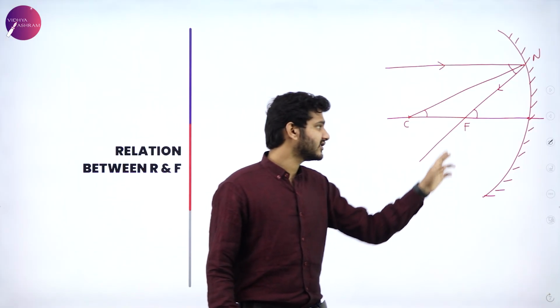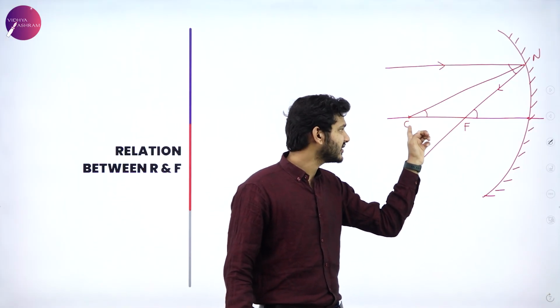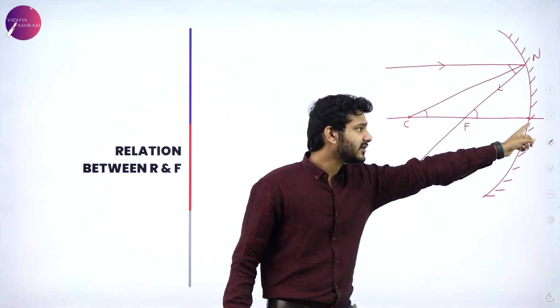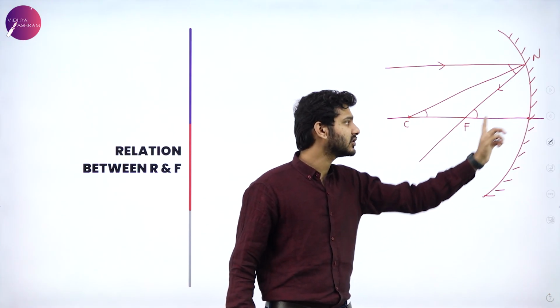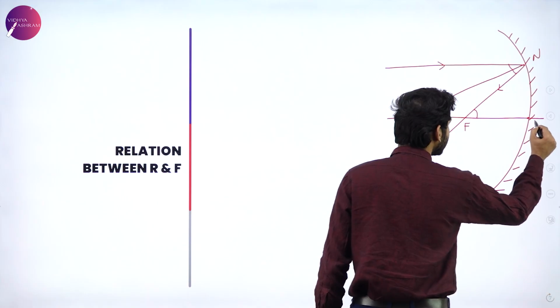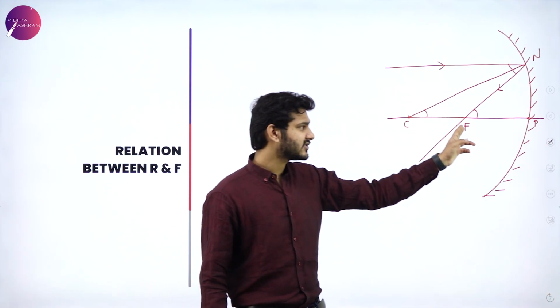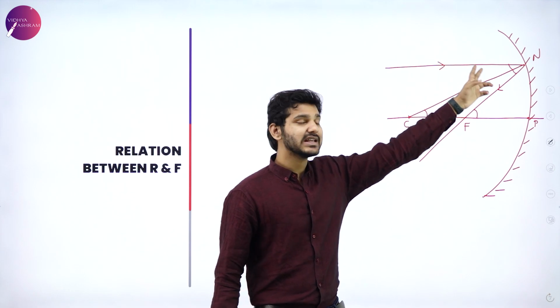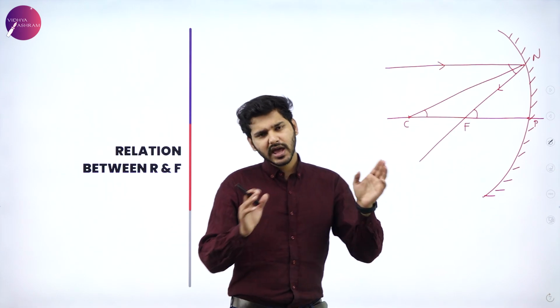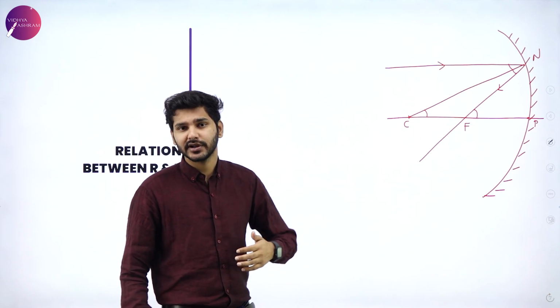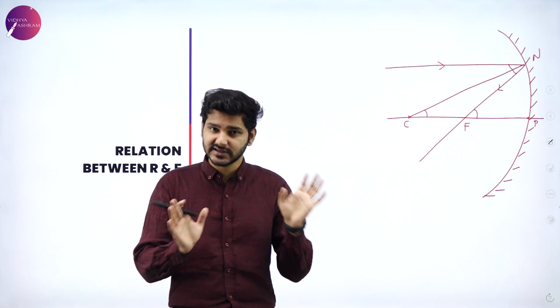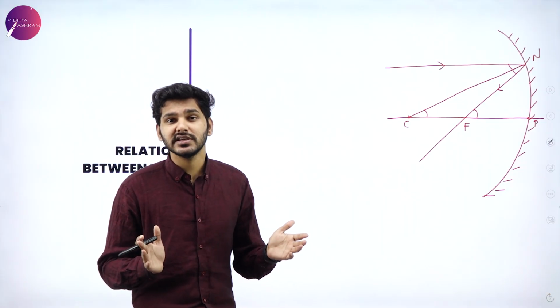So again, this will be the focus. This will be the center of curvature. This will be the principal axis which is passing through, let's say that is P, the principal axis. Then I can say that, okay, this is the center of curvature. This will be the focus through which the incident ray is passing through. And this is a concave mirror. All of this is understood by itself. So let's get right into the derivation.